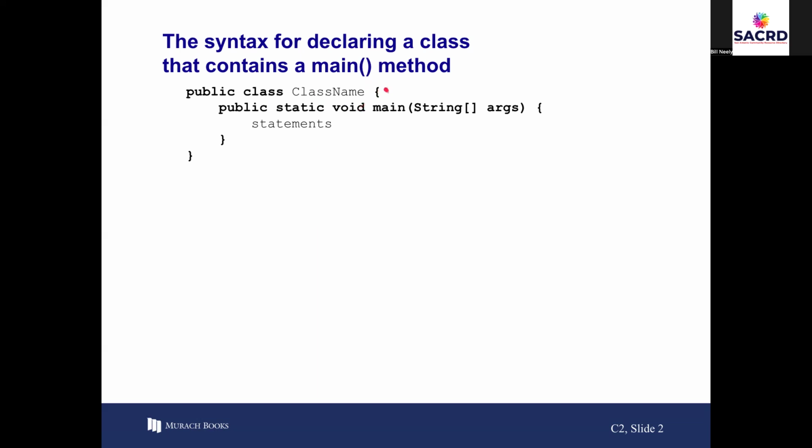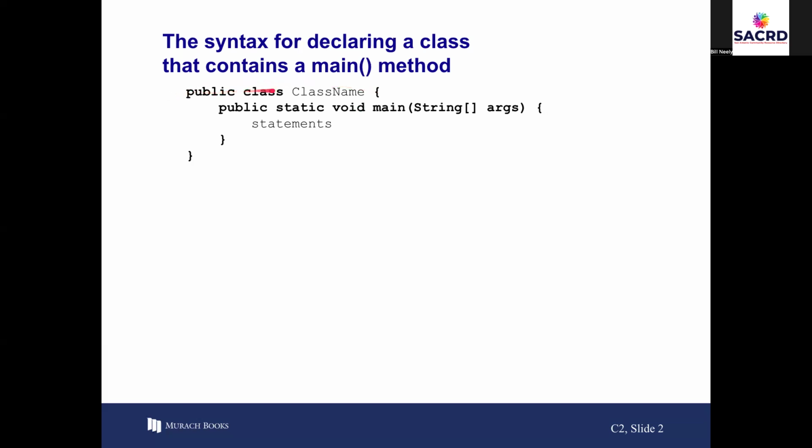Also note that each one of these is a block. This class is a block definition, this public static void main is a block definition. We'll be seeing other block definitions as we create other data structures, if statements, loops, and things like that. But every block is defined with an opening curly bracket and a closing curly bracket. The placing of these brackets is important. The opening curly bracket goes at the end of the line where the block is defined.